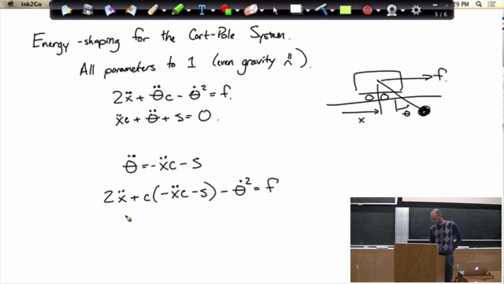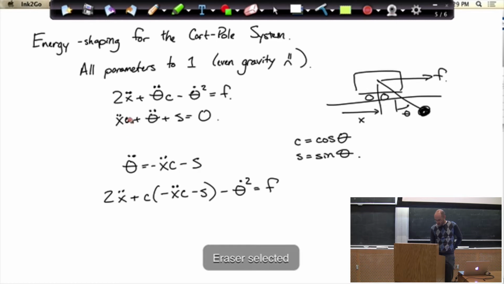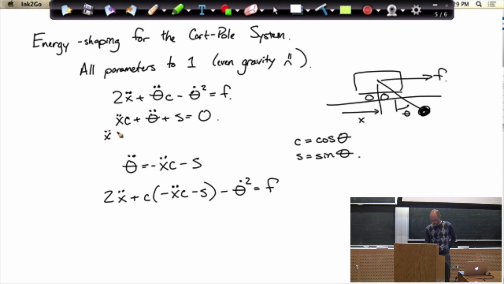Did I miss a C? C is cosine theta. Yeah, C is shorthand for cosine theta. S is always shorthand for sine theta. There's no sub C. I wrote it, and I actually tricked myself into thinking it was a sub C for some weird reason, and that's a big C. That's just x double dot cosine theta.